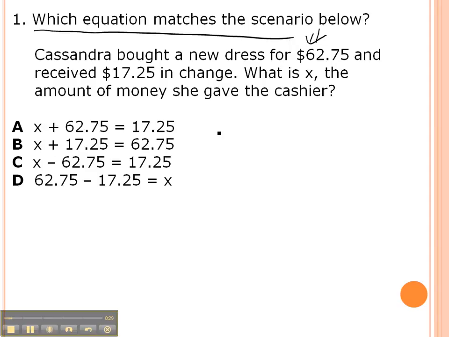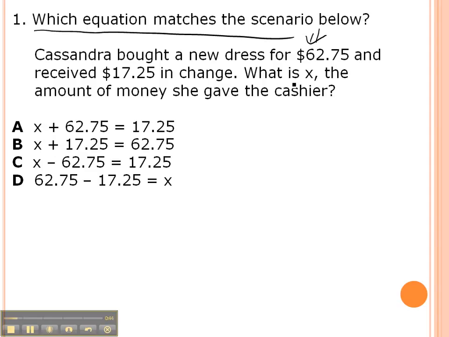So I think on problems like this, if you immediately start to consider the answer choices, that can lead you in the wrong direction. So let's forget about the answer choices for now and just try to build up our own equation from this problem.